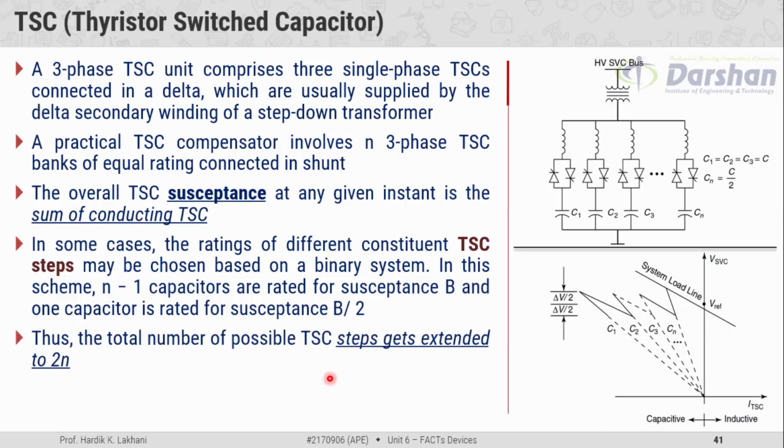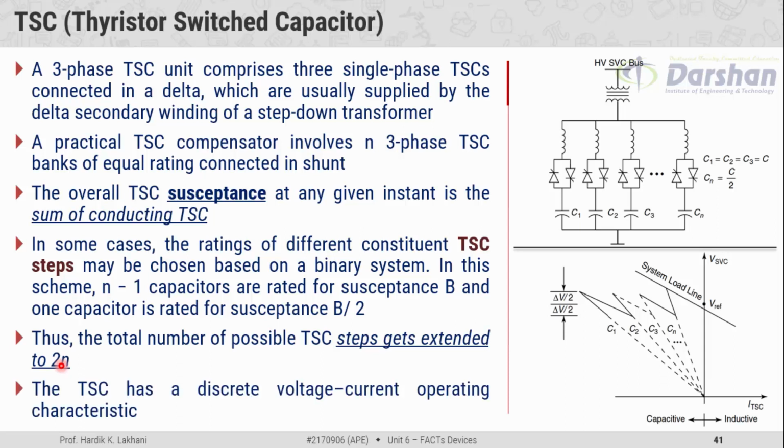So the total number of possible TAC steps gets extended to 2^n, which means that we can move towards linear control like TSR. The TAC has a discrete voltage current operating characteristic. You can see that the VI characteristic does not look like the characteristic which we have seen in the TCR, where the characteristic linearly varies from the minimum value towards the maximum value when the current through the compensator varies linearly from the capacitive region to the inductive region. So the change in this case is discrete in manner.